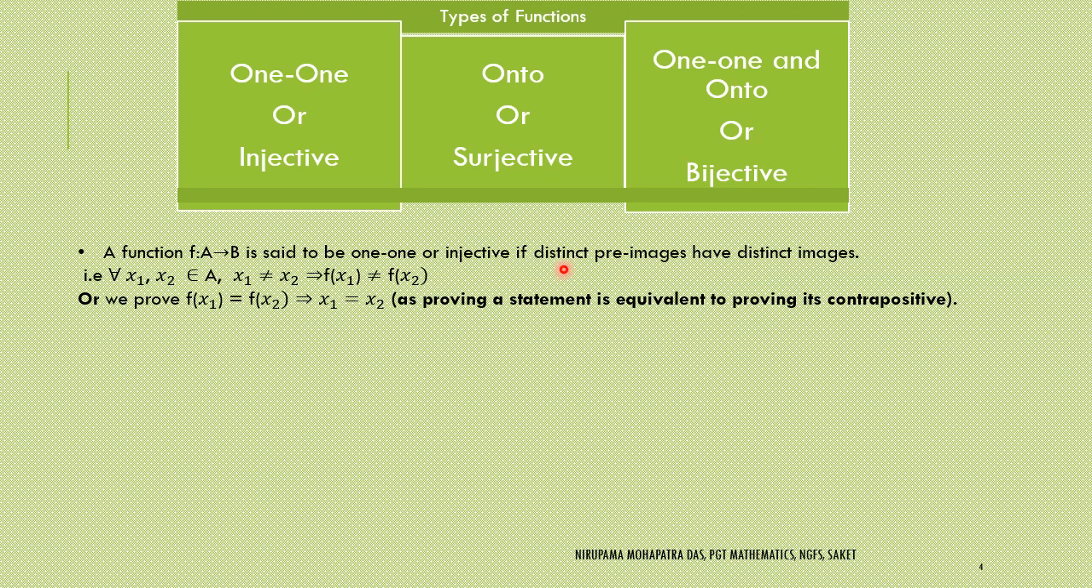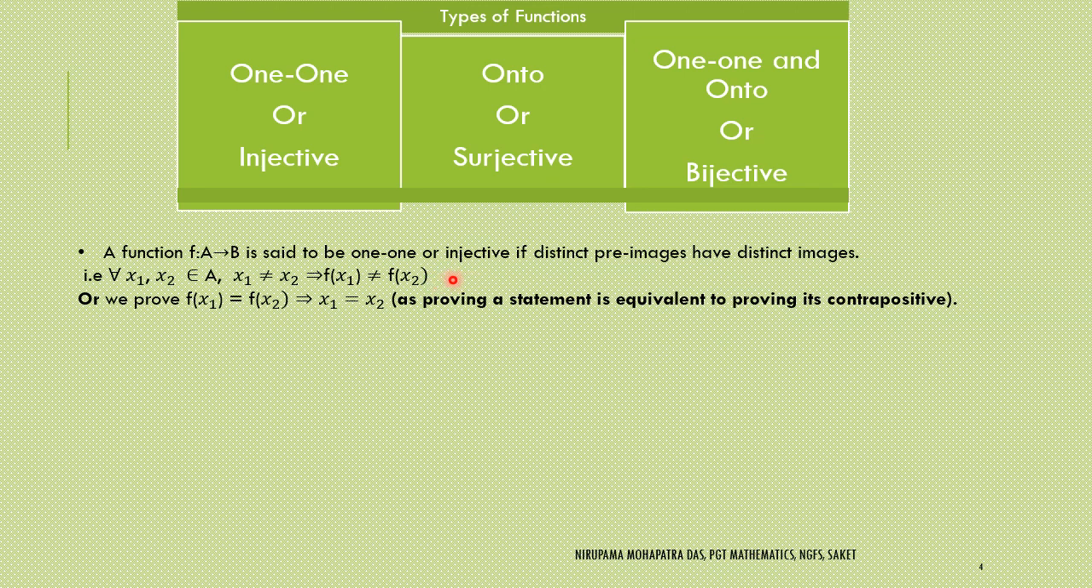Okay, so whenever we say distinct pre-images have distinct images, it means when pre-images are different, images are also different. Mathematically, we can write: for all x1, x2 belongs to A, x1 not equal to x2 implies f(x1) not equal to f(x2). It means we are taking any two pre-images, any two values from the domain, and if they are different, x1 not equal to x2, this implies the corresponding images are also different.